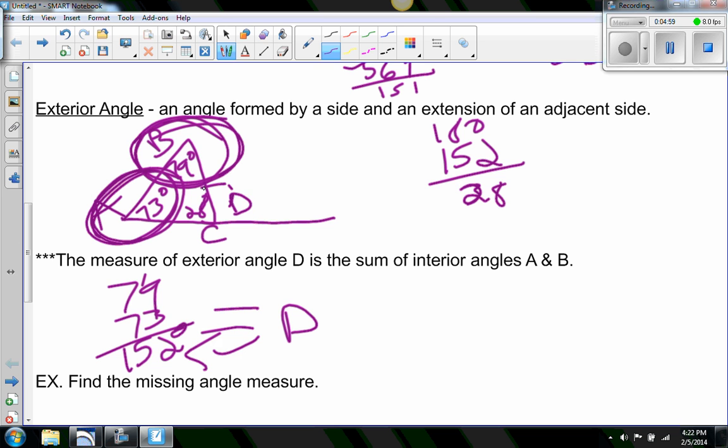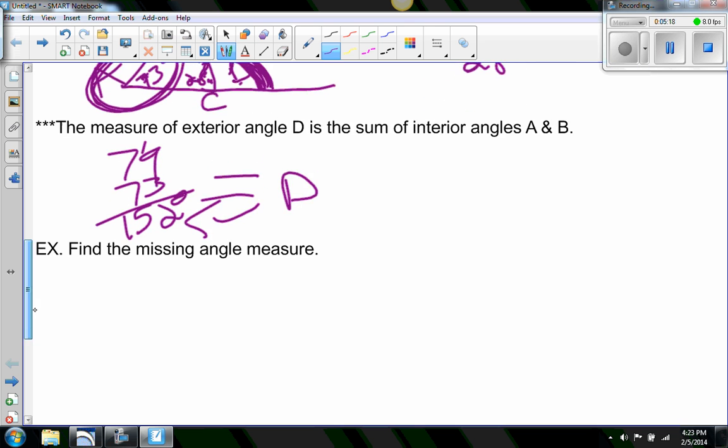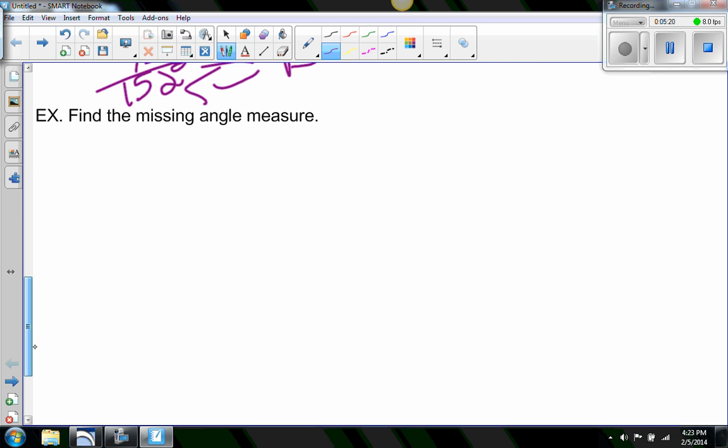Okay, so to find this exterior angle, this outside angle, I'm going to add up these two that aren't connected to it, and that will give me what this angle is. And the reason that works is because these three need to add up to 180, right? And these two together also have to add up to 180. So there's actually two different ways I can prove that.